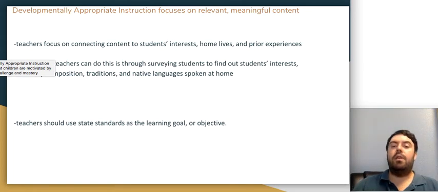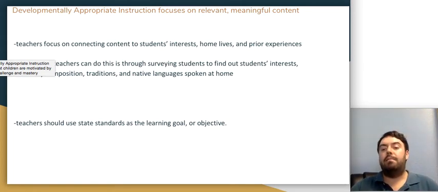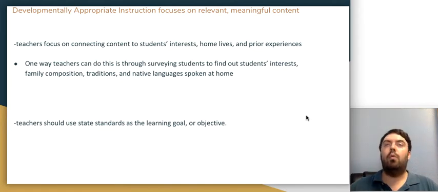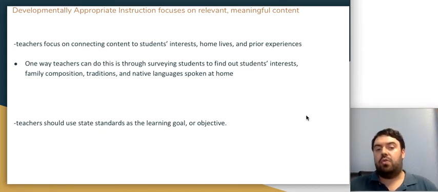Furthermore, developmentally appropriate instruction also focuses on relevant, meaningful content. So the types of information that teachers are teaching to their students is meaningful, not only because it follows the state standards, but also because students can see the importance to the real world and how they could apply this knowledge in the future. Furthermore, developmentally appropriate instruction works to link students' home lives, their interests, their passions, and their prior learning experiences to what the content is being taught in the classroom.